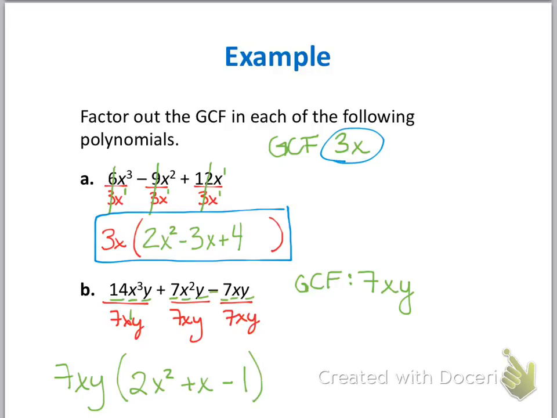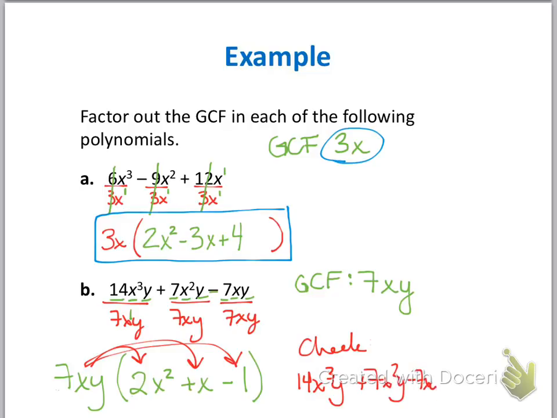Now, if I wanted to check my work, anybody have an idea for how I would do that? Well, you would do the distributive property. You would multiply it out and check to make sure that it equaled the same thing. 7 times 2 is 14. x times x squared is x cubed. y plus 7x squared y minus 7xy. So you can see that checking is very easy to do as well.